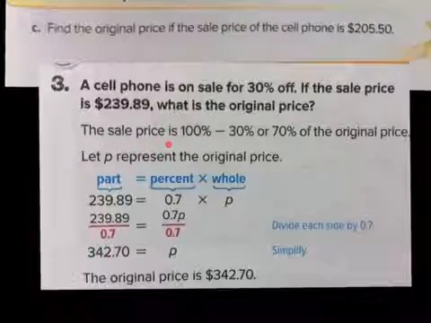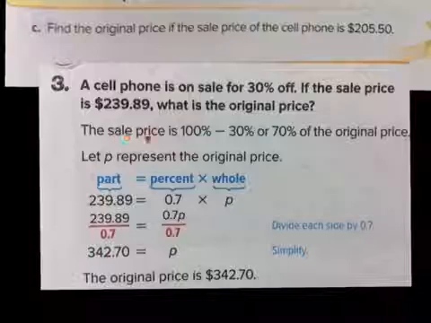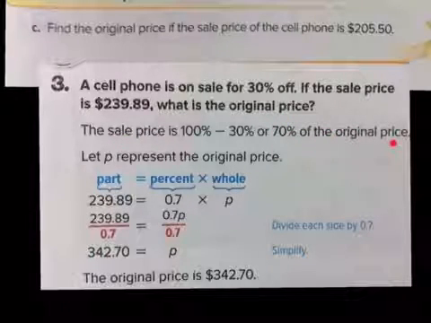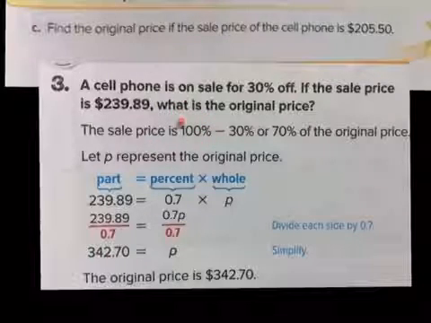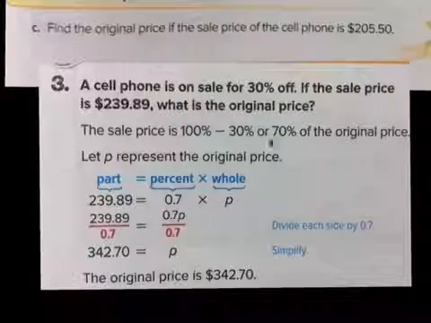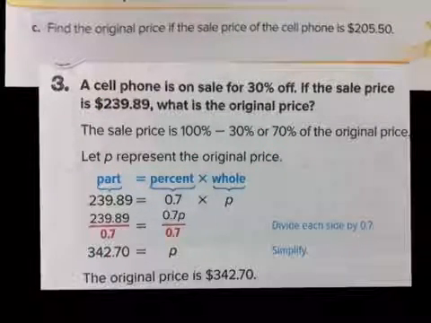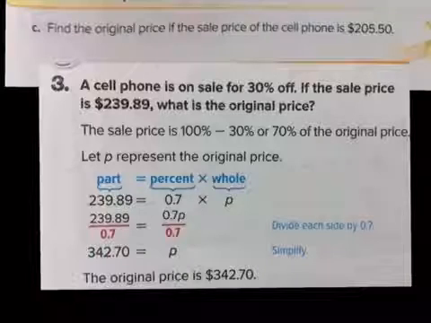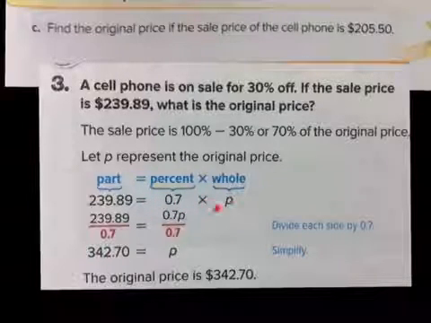The sale price is 100% minus 30%. So the sale price is actually 70% of the original price because we took off 30%. The original price is 100% of it. So it's 100% minus 30 is 70%. So this is 70%. Okay? Let P represent the original price. Okay, so when you multiply 70%, we write it as 0.7. 70% times the original price is going to give us our discount price, right?